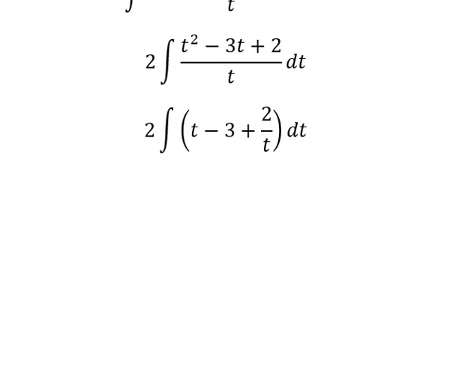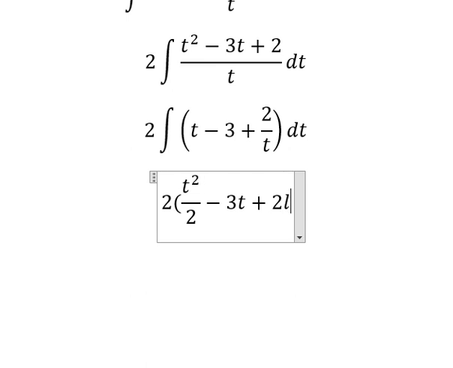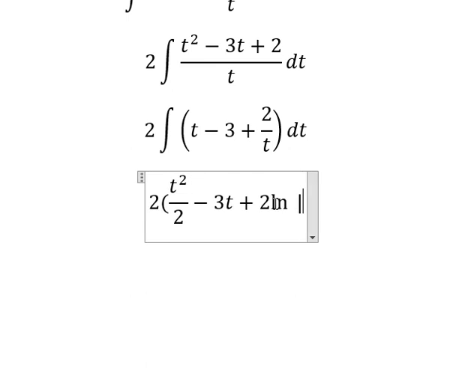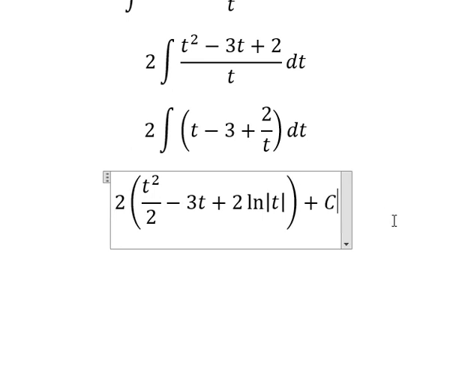Next, the integration of t, we have t squared over 2. The integration of number 3, we have 3t. The integration of this one, we have number 2 ln of the absolute value of t. And then I will put c.